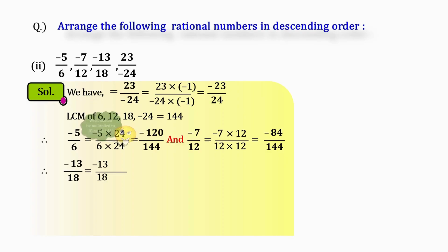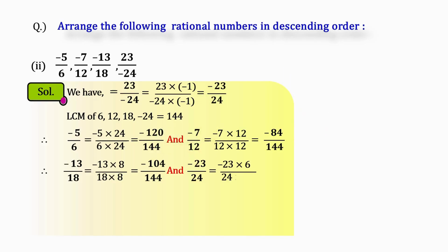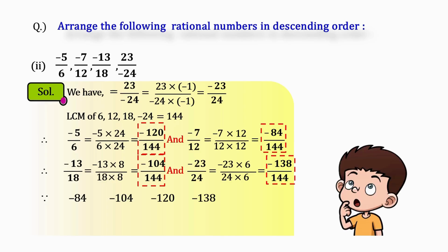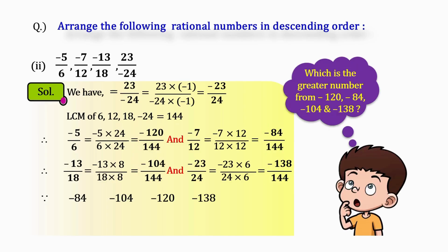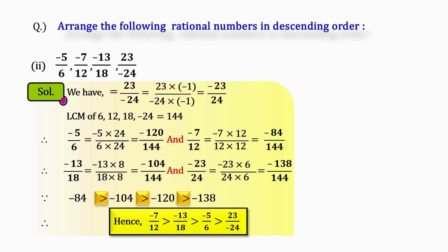So now we are getting the equivalent rational numbers. So now compare the numerators and arrange it in descending order. Now rewrite the rational numbers given as per the question.